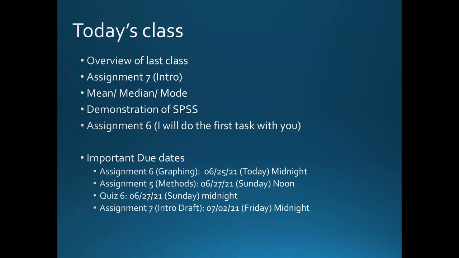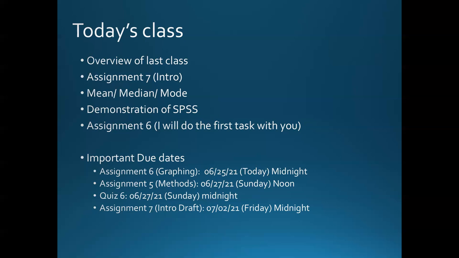Assignment number 5, which is the methods draft, is due, I believe, Sunday. Someone tell me if that is the wrong due date. I know that what's on the homework assignment is from last semester. I forgot to upload the updated one. The only difference is the date that it's due. I believe it's due Sunday. I'll confirm that in an email after class. So due Sunday at noon.